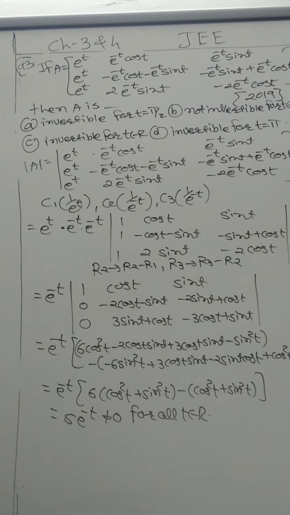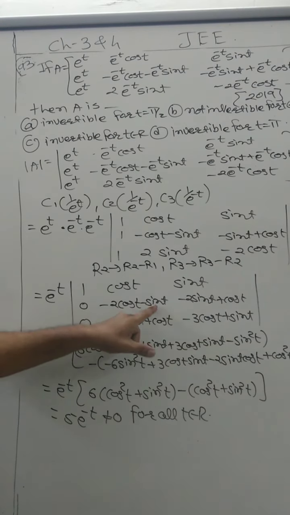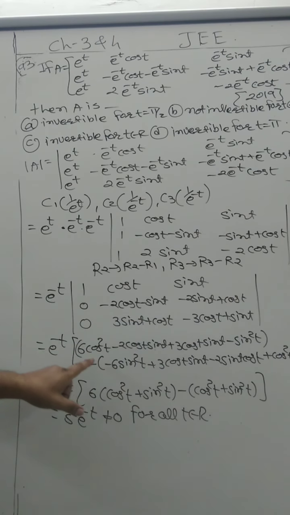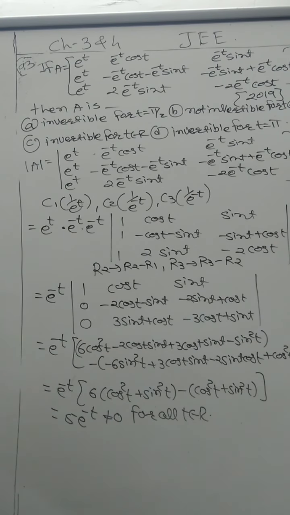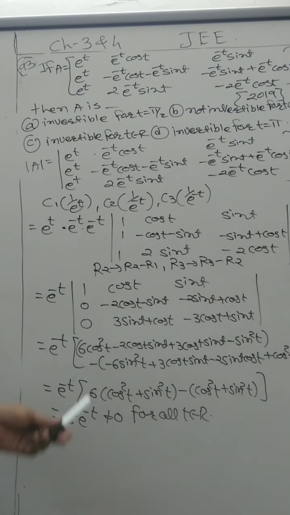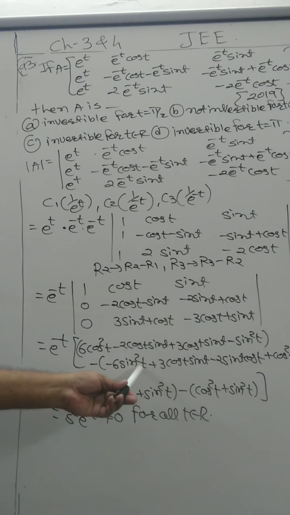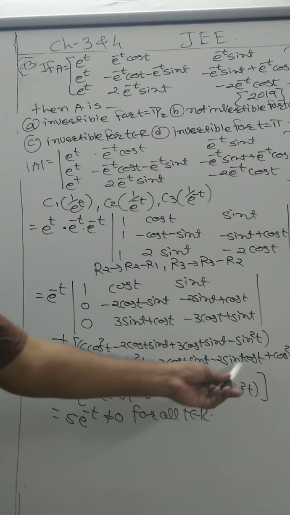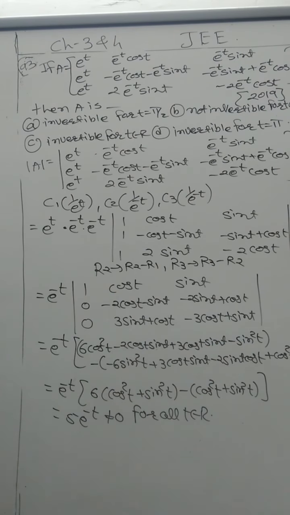Okay. So here we just simplify and take the cross multiplication of these two. Then we have 6 cos square t minus 2 cos t sin t plus 3 cos t sin t minus sin square t, minus 6 sin square t plus 3 cos t sin t minus 2 sin t cos t plus cos square t.